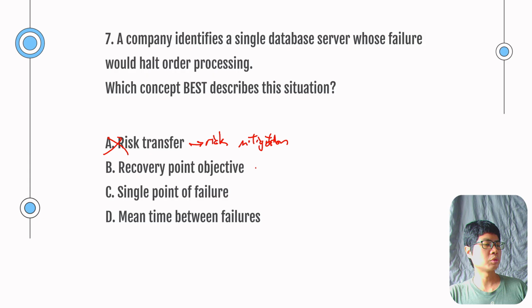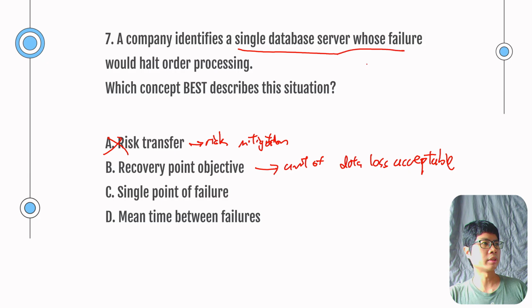Recovery point objectives. So this is about how much data loss is acceptable. And when we look at recovery point objective, it's not really what we are looking at here. We are looking at a single database server, and when that fails, we would not be able to process orders at all. And this looks like a single point of failure, because it's this single point, the database server, and if it fails, we would totally not be able to process any orders.